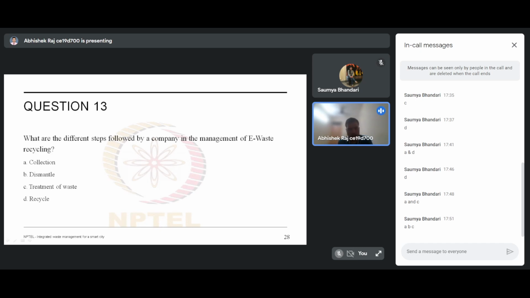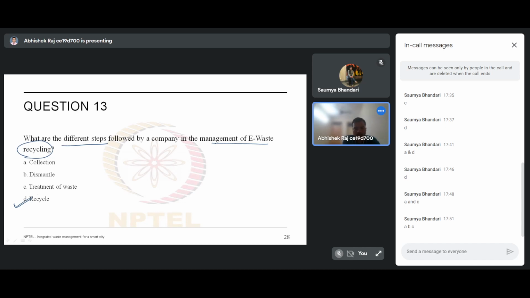So A, B, and C. Okay, we'll discuss the answer for this now. We are talking about the steps that are followed by a company in the management of e-waste recycling. You should see that we are talking about recycling, so D will obviously be there.